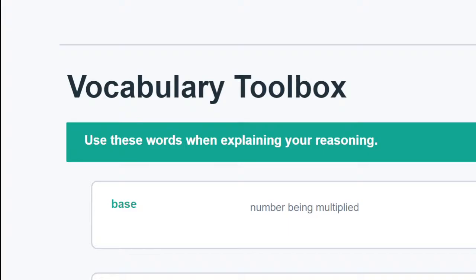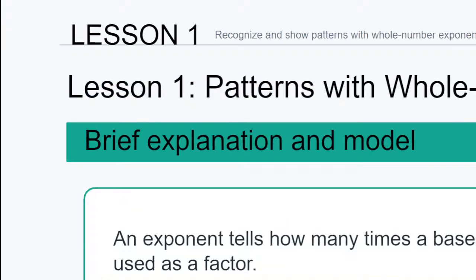Perfect square, a number equal to n times n. Opposites, numbers the same distance from 0 on opposite sides. Zero pair, one positive and one negative counter. The quotient, answer to division. Number line, model showing numbers in order.